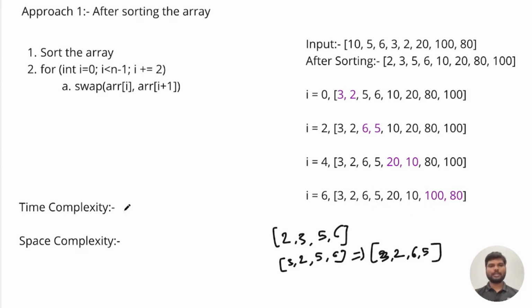What is the time and space complexity for this approach? As we are sorting the array, that gives us a time complexity of O of n log n. After that, we are running just one for loop in which we swap elements of the array, which gives us O of n. So it is the maximum of either of these, and the time complexity is O of n log n. And what is the space complexity? As we are not using any extra space, we have a space complexity of O of 1. Hope you got the sorting approach.